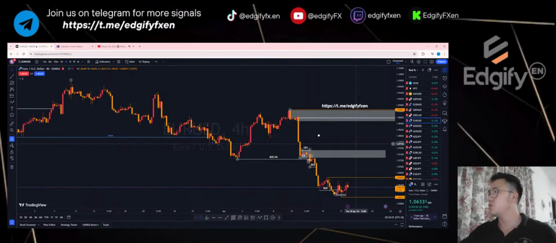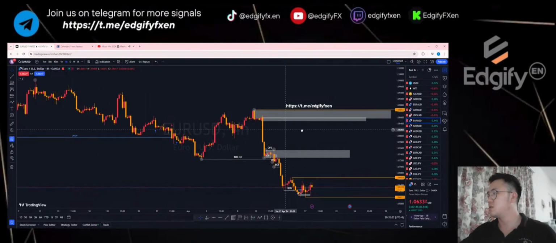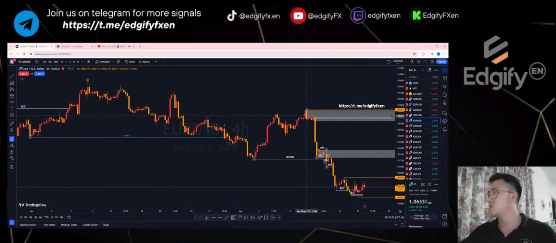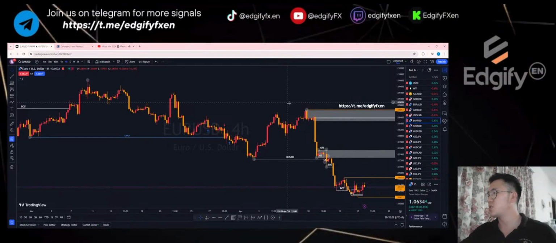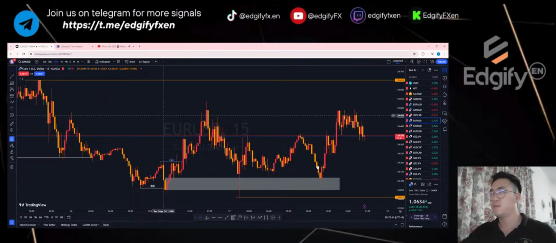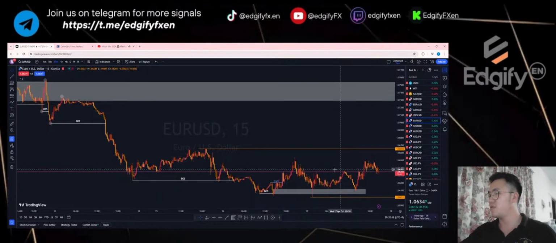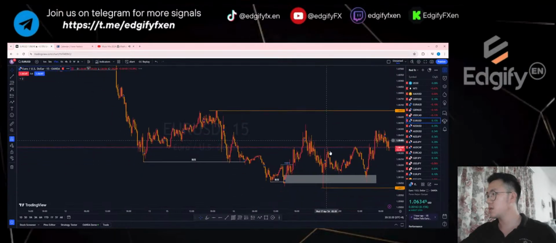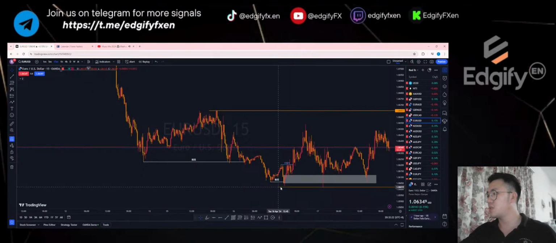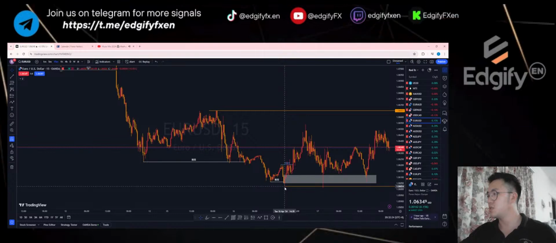Okay, so Euro USD is basically this is my range here. This is what I'm looking for, from here to here. This is my range to actually take a sell at about here or this level. Okay, hopping on to minute 15. Okay, minute 15, I basically have a range from here.